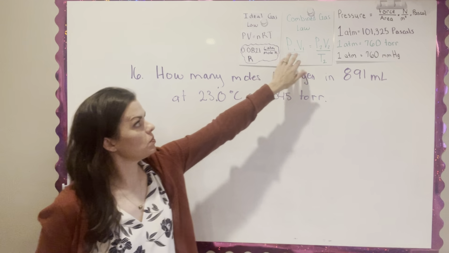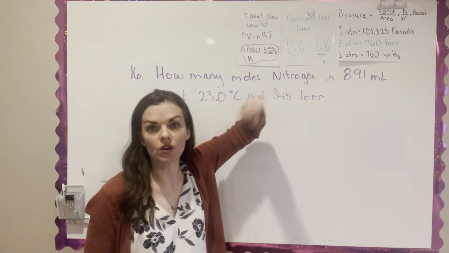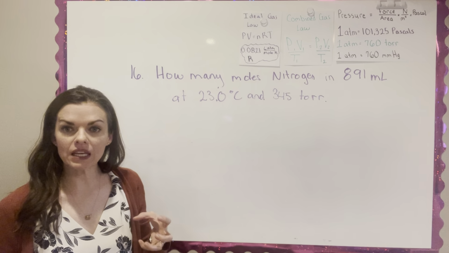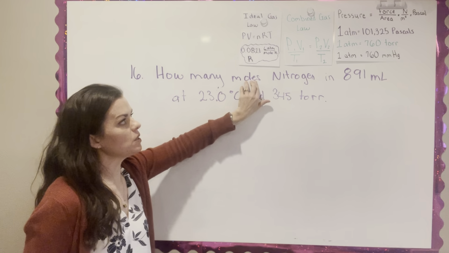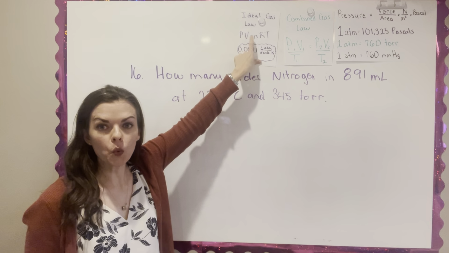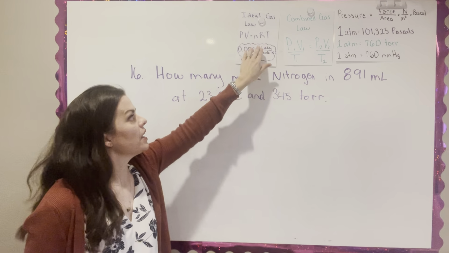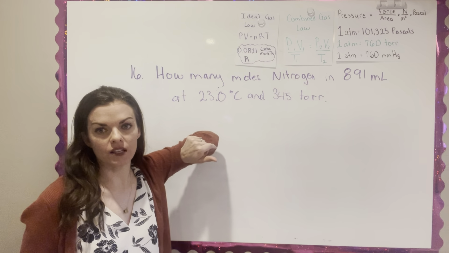So I'm not going to be using the combined gas law for this. I don't have P1 and P2 and all that part. But there is a hint to this problem that tells me which equation I'm using, and that is how many moles. If you'll remember, our ideal gas law has a variable for moles, and so we're going to be using the ideal gas law.